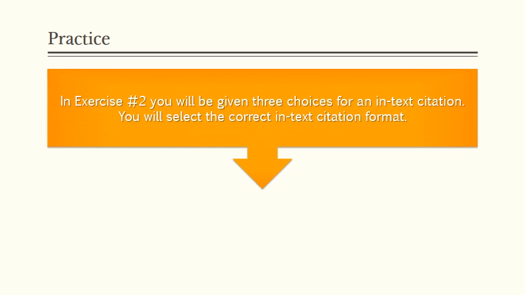In Module 2, you will complete 2 exercises. Exercise 2 provides resource information followed by 3 choices for the in-text citation. 2 of the choices have a mistake. You are to choose the correct in-text citation. The exercise is a multiple choice activity using Google Forms.